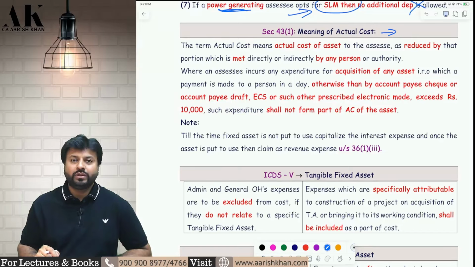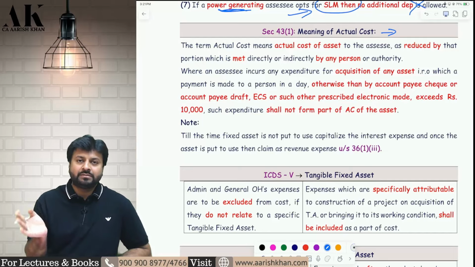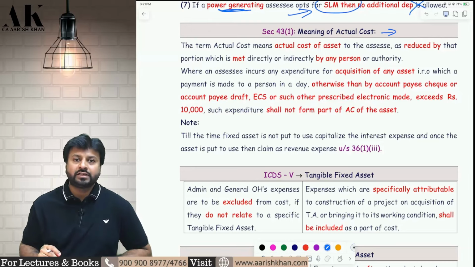Whatever expenses you have to incur to put the asset into working condition will form part of actual cost. If you are paying an installation cost, or paying some salary to a technician to install the machinery, that is a part of what? Putting the asset into working condition. Therefore, that is also actual cost.